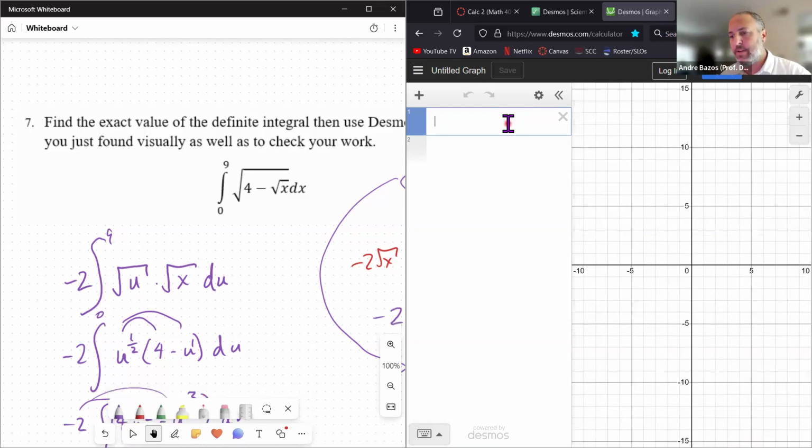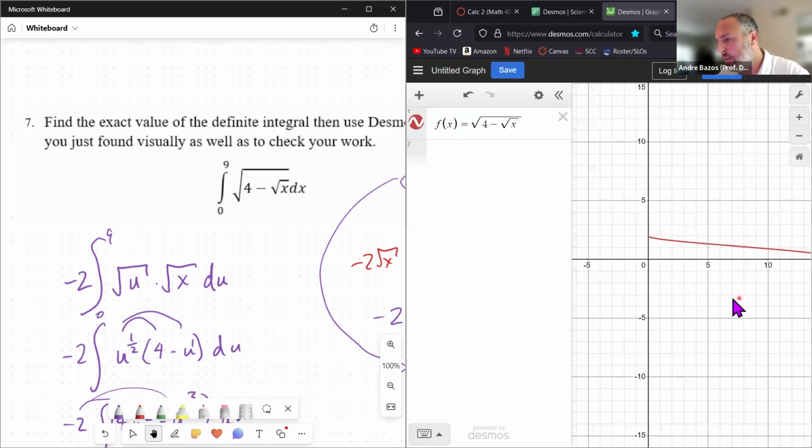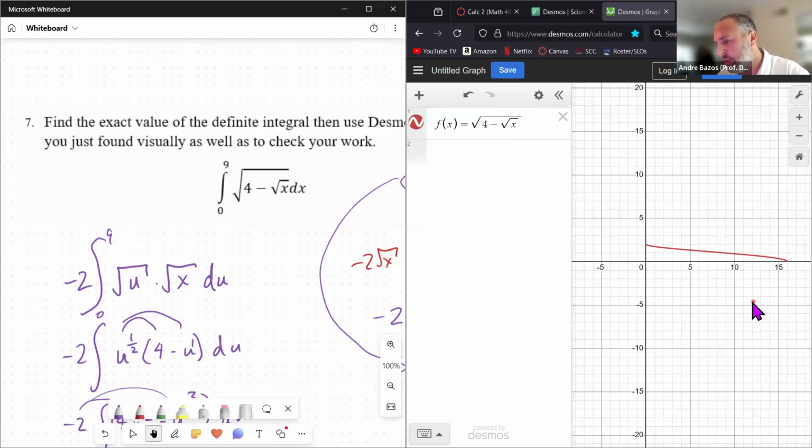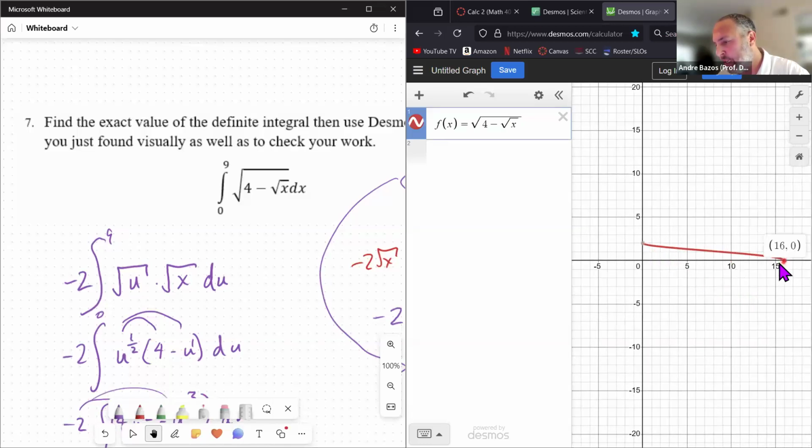All right, so our integral is of this function. So let's look at what this function looks like. Equals the square root of 4 minus the square root of x. And there it goes. This is what this function looks like. Oh, look at that. It just stops over here. So it's in between 0 and something like 16.